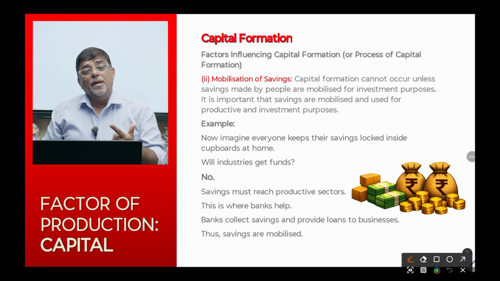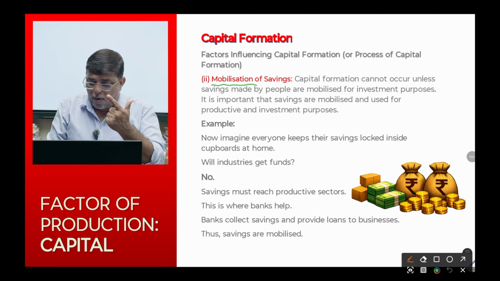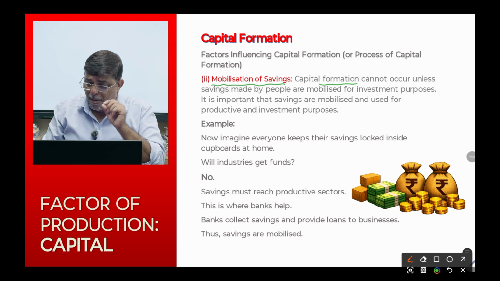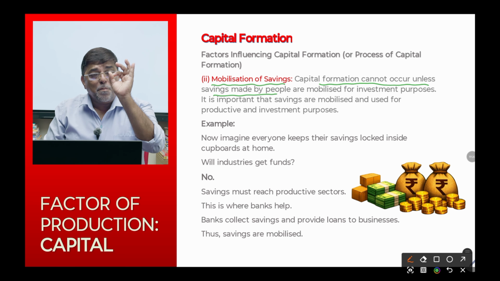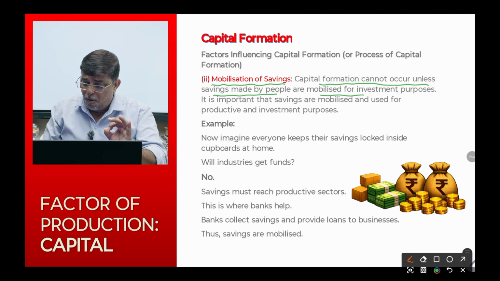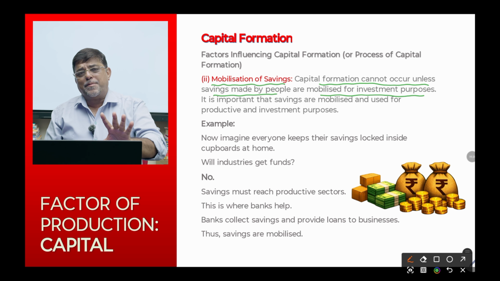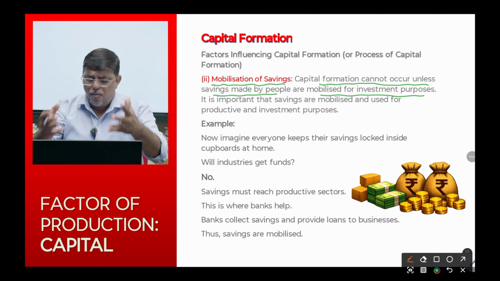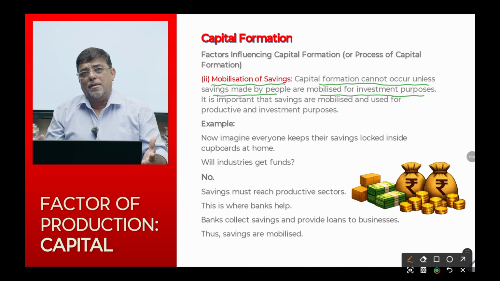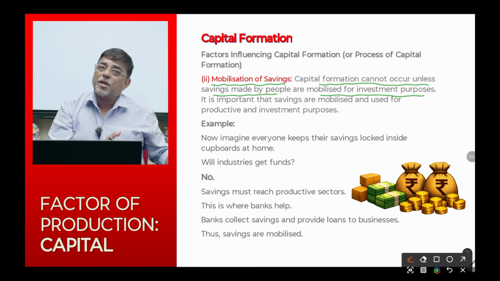The second factor that influences capital formation is mobilization of savings. Now, this capital formation cannot occur unless savings made by people are mobilized for investment purposes. Imagine everyone kept his money in the locker at home. How would industries get their funds? Would they get it? No, they would not, because everyone has saved his money at home.